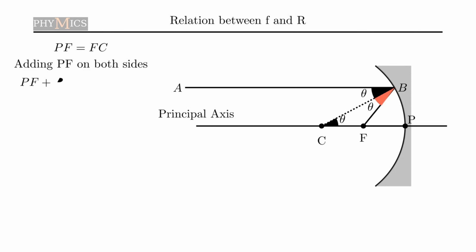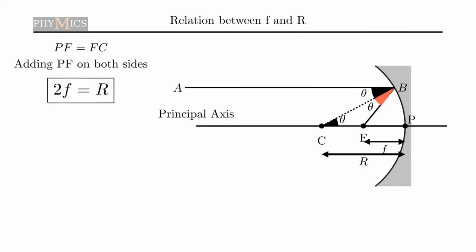Now adding PF on both sides to this equation, we get PF plus PF equals PF plus FC, which becomes twice of segment PF equals PC. As segment PF is equal to focal length F and PC is equal to radius of curvature, that is R. Therefore, the relation becomes twice of focal length equals radius of curvature, which is the required relation.